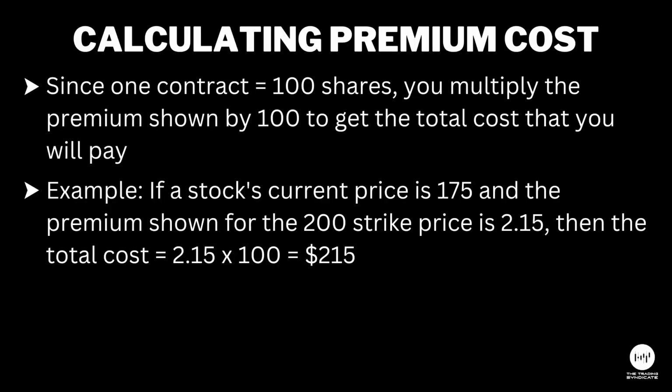Also, it is important to note that option contracts are the option to buy or sell 100 shares. So when you are calculating the cost of a premium, you multiply the premium price by 100 to get the total cost that you will pay. For example, if a stock that is currently at $175 has a $200 strike price available for 2.15, this means that the premium you would pay is 2.15 times 100, which is $215.